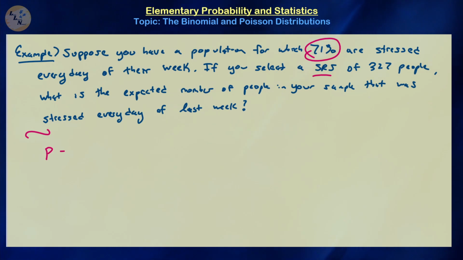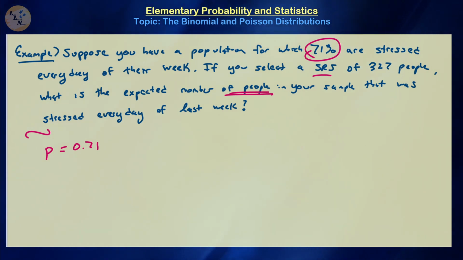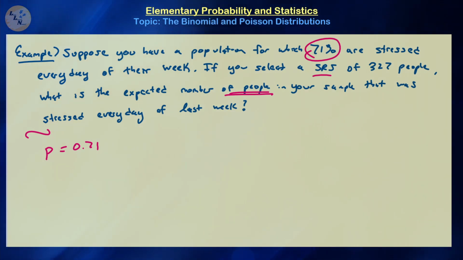So this is going to be our probability of success. Another thing we need to assume is that each of the people in our sample and also our population must be independent of each other with respect to the stress level we are measuring. Since that is not given, let us just assume, since we do not have any information to suggest otherwise, that they are independent of each other.